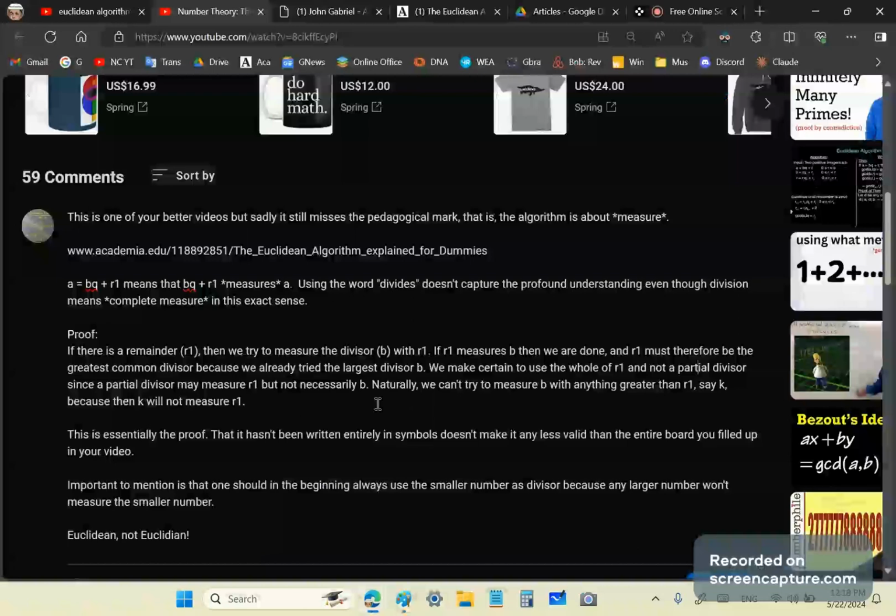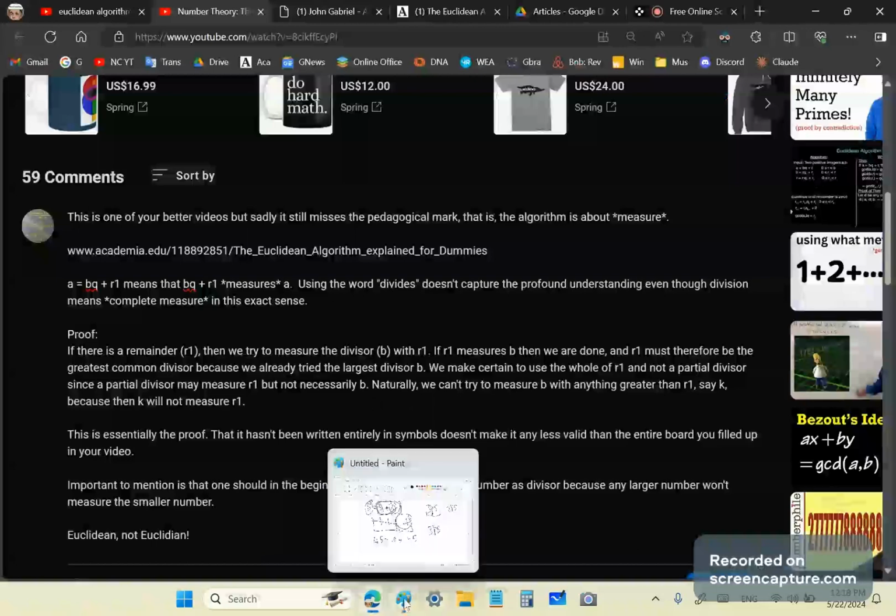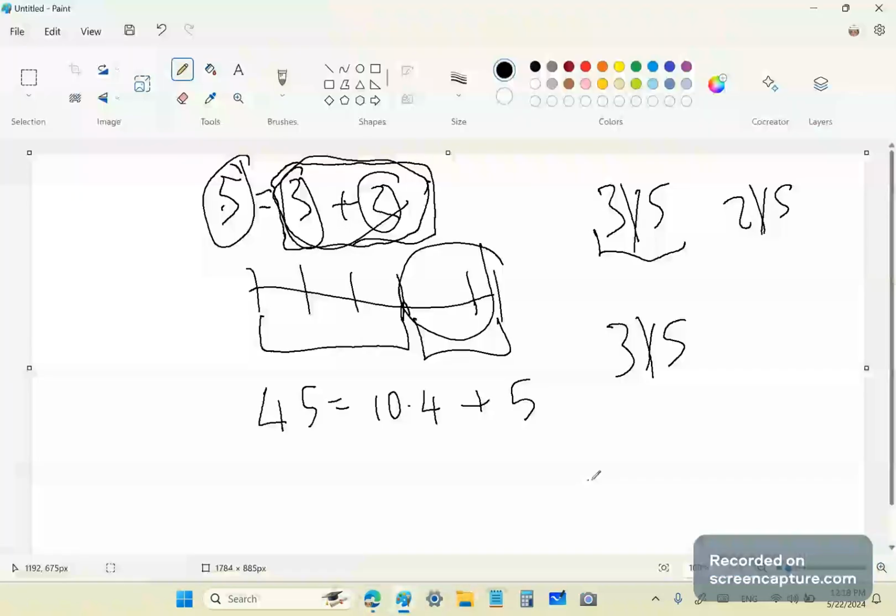So we make certain to use the whole of R1 and not a partial divisor, right? That's what I was thinking. And why don't we use, what does a partial divisor mean in the next step? Okay, it means that you can't use any linear combination of 10, like let's say 9 plus 1 or 5 plus 1 or 5 plus 5, etc.